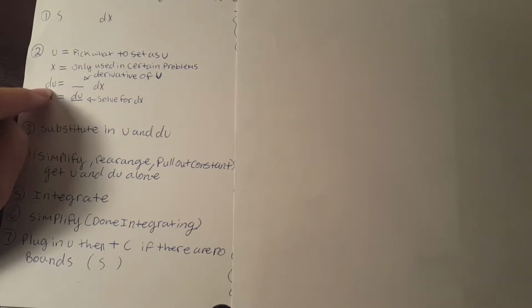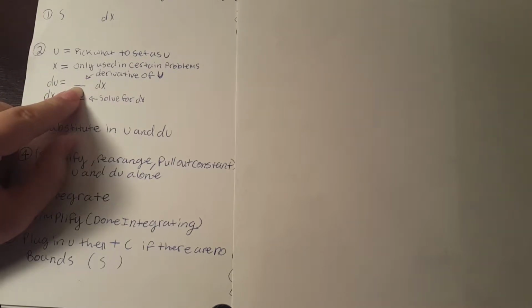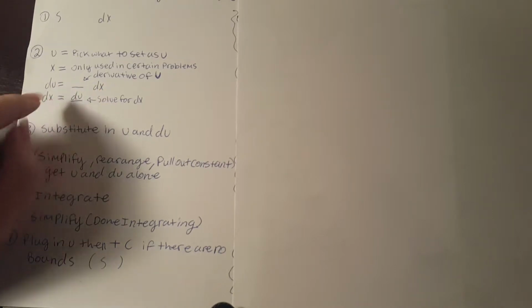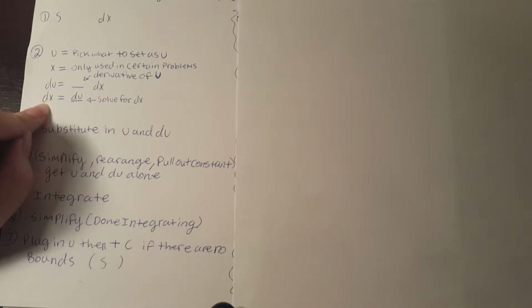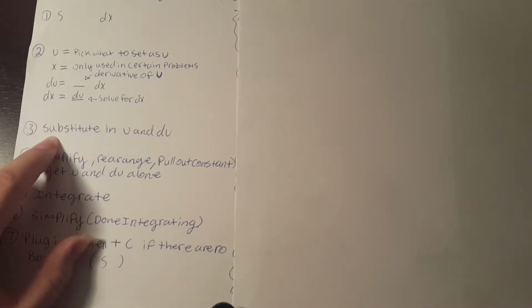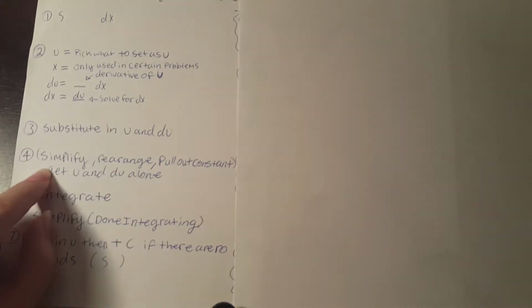But that's only for certain questions where you need the x. And then you would take the derivative of u, place it here to have du equals the derivative of u times dx. And then you would solve for dx by dividing the derivative under du. So dx would equal du divided by the derivative. And then for step 3, you would substitute in u and du.